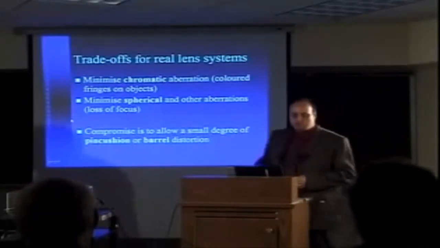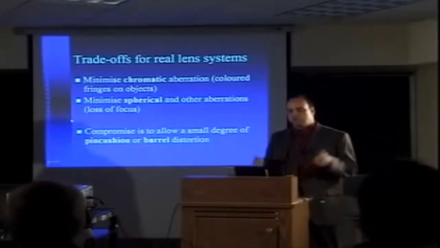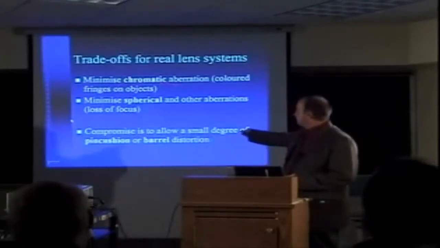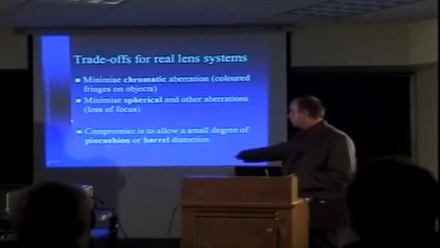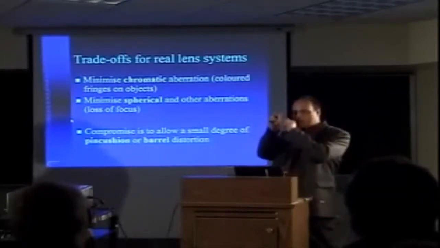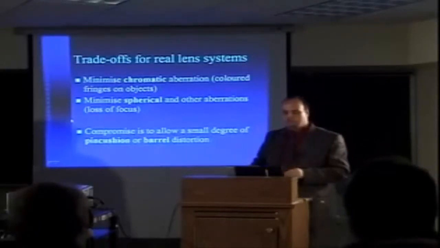The compromise usually is that you allow a small amount of pincushion distortion or barrel distortion, depending on what sort of lens system you're creating. So you want to get rid of these things that really look bad, coloured edges, loss of focus, but you don't mind if the image is a little bit distorted. Perfectly in focus, colour's perfectly sharp, but the whole image is a little bit distorted if you really look at it closely.